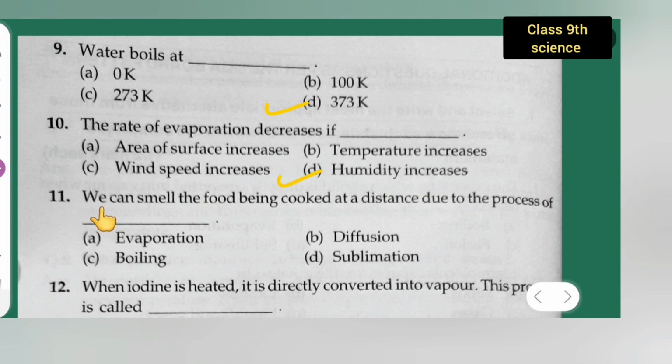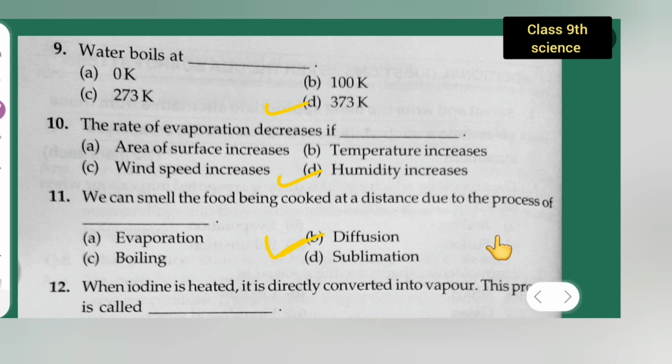Moving towards the next question, we can smell the food being cooked at a distance due to the process of option A evaporation, option B diffusion, option C boiling, option D sublimation. So which is the correct answer? Diffusion is the correct answer over here. You all can mark diffusion.